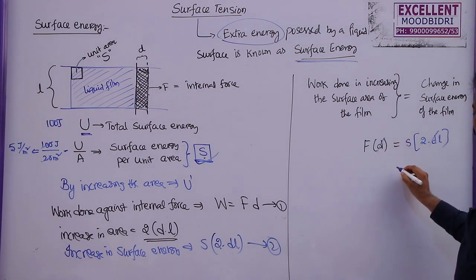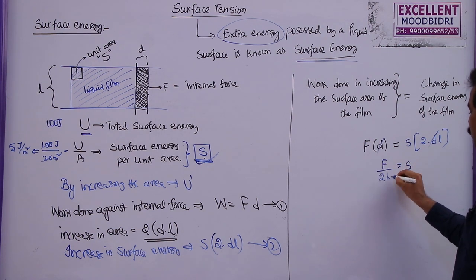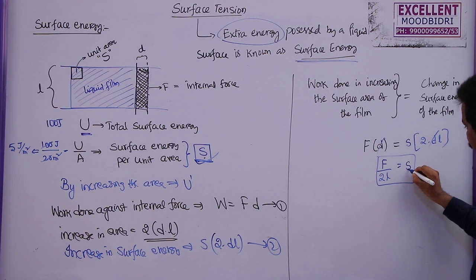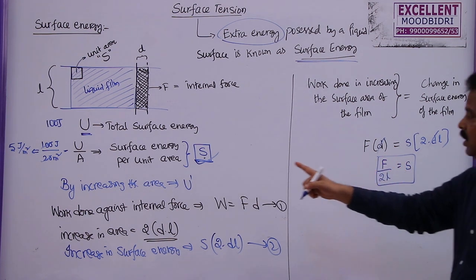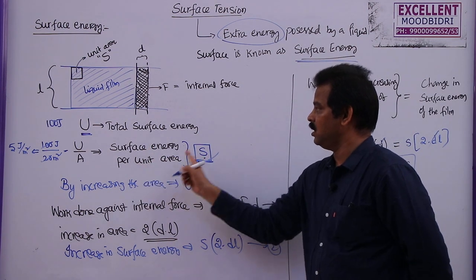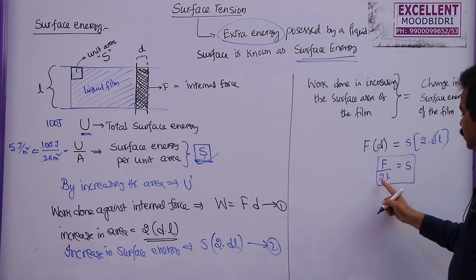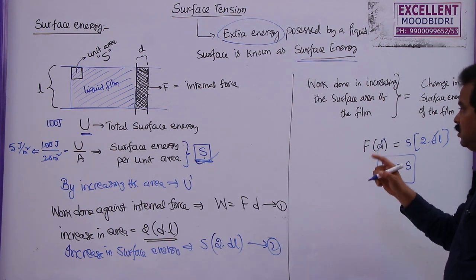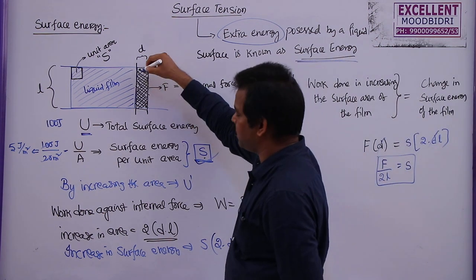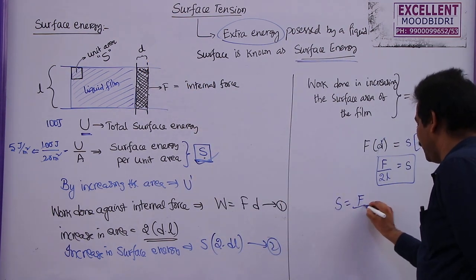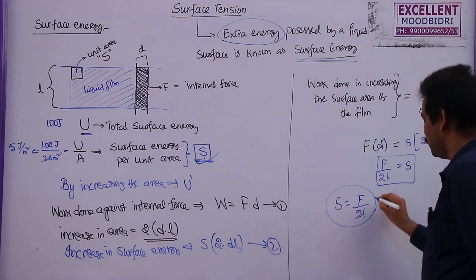The d gets cancelled. So from this, S can be written as F by 2L. So this is surface energy per unit area. S, the surface energy per unit area, is also equal to the force acting per unit length on both sides of that wire. Why? Because there will be force on both sides. So S is equal to F by 2L, or simply F by L.